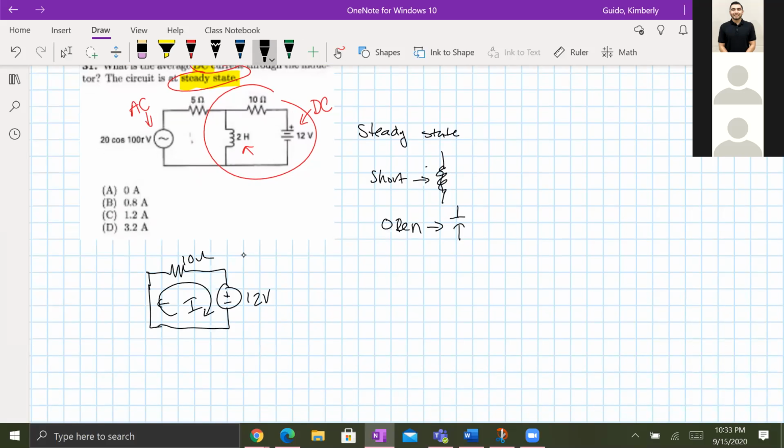12 divided by 10 is 1. Yeah, so V equals IR. So 12 volts is equal to I times 10. I is equal to 1.2 amps.